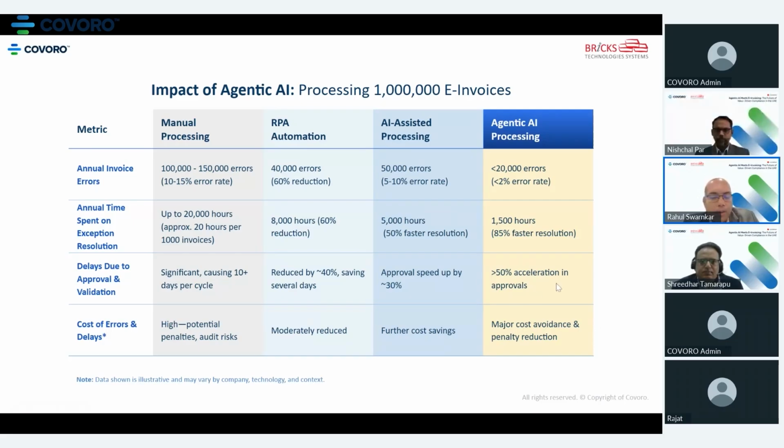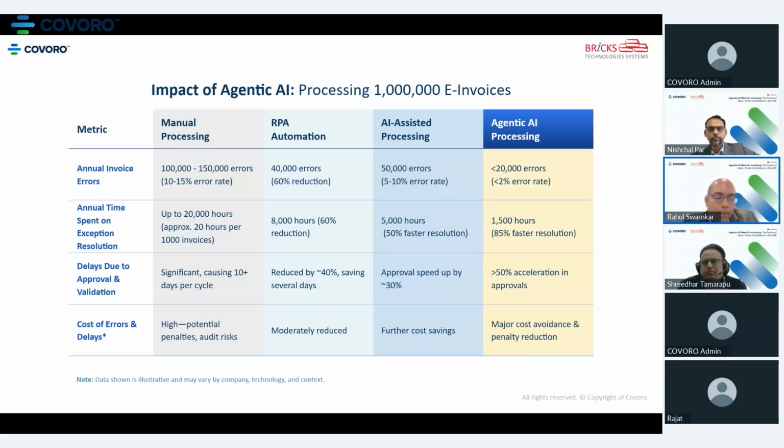And that too is a very small number, right? This can be digitized even fully. But at least in 50% of cases, they have seen acceleration in the approval process, and 50% of the time gets saved. And the biggest one is the cost of errors and delays.